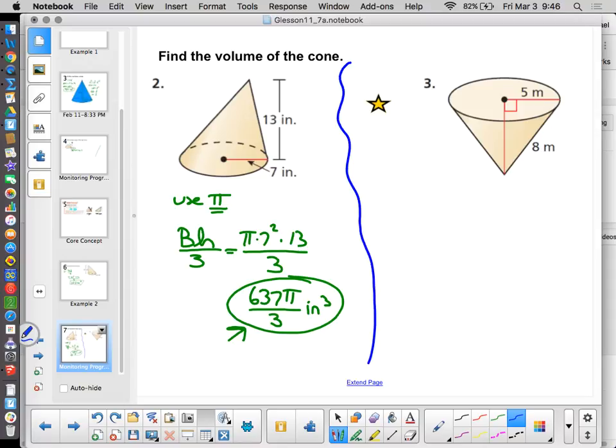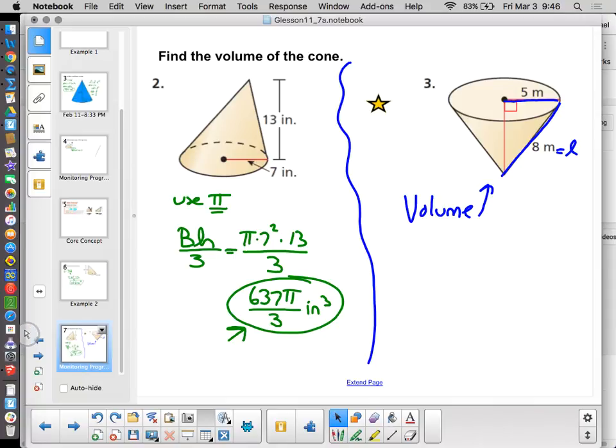One last problem for you. You get to find the volume of this, but it's going to be a little tricky because here it's a right cone, and notice 8 is not the height. 8 equals the slant height. 5 is the radius. I'm going to make it just a little bit easier here for you so we get nice whole numbers. I'm going to make this 13 meters. Okay, I'm going to change the conditions here and make that slant height 13 meters.